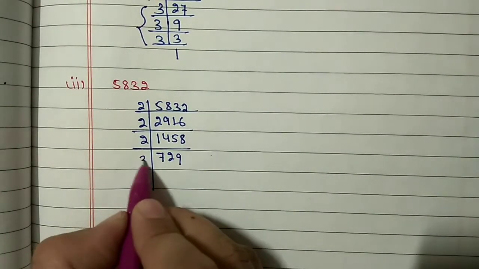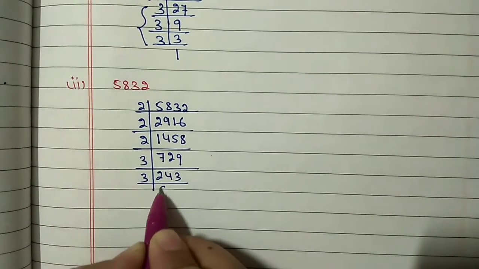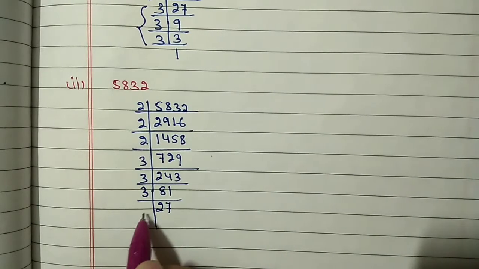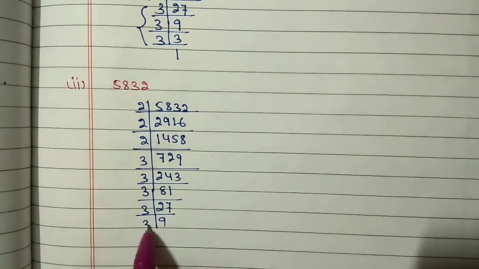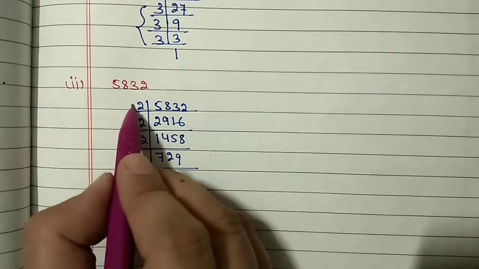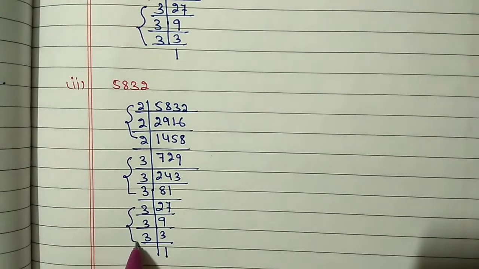Then it will go with 3: 3 3s are 9, 2 4 and 3. Again with 3, 81 times. Then 3, 27 times. 3, 9 times. 3, 3 times and 3, 1 time. Then make the triplet. 3 2s, 3 3s, and these 3 3s.